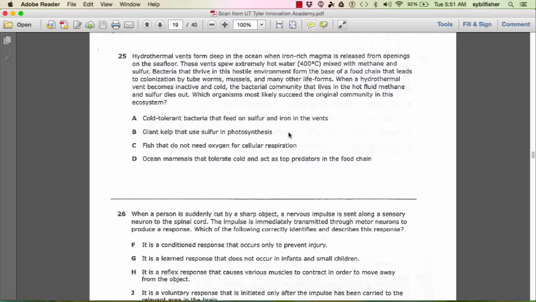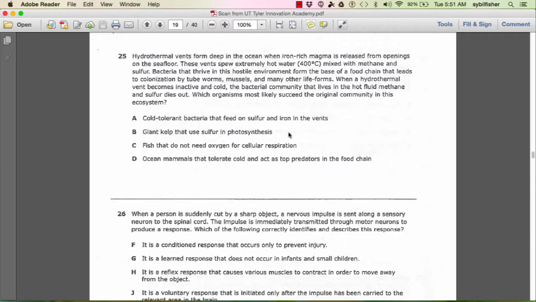Number 25. Hydrothermal vents form deep in the ocean when iron-rich magma is released from openings on the seafloor. These vents spew extremely hot water, 400 degrees centigrade, mixed with methane and sulfur. Bacteria that thrive in this hostile environment form the base of a food chain that leads to colonization by tube worms, mussels, and many other life forms.